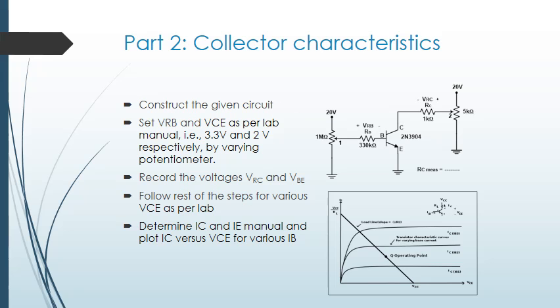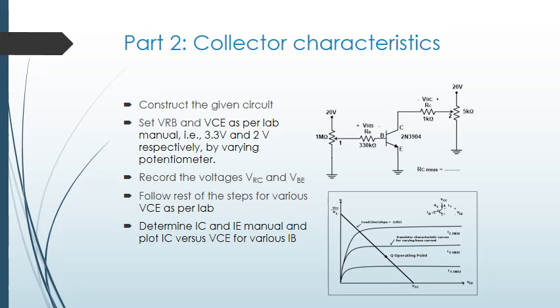In part 2, we would consider and analyze the collector characteristics of a BJT under various operating conditions. So here you can see a circuit which you can construct in the lab with hardware, or you can use Proteus to construct this circuit. First, you need to set VRB and VCE as per lab manual, which are 3.3 volt and 2 volt respectively, by varying these potentiometers.